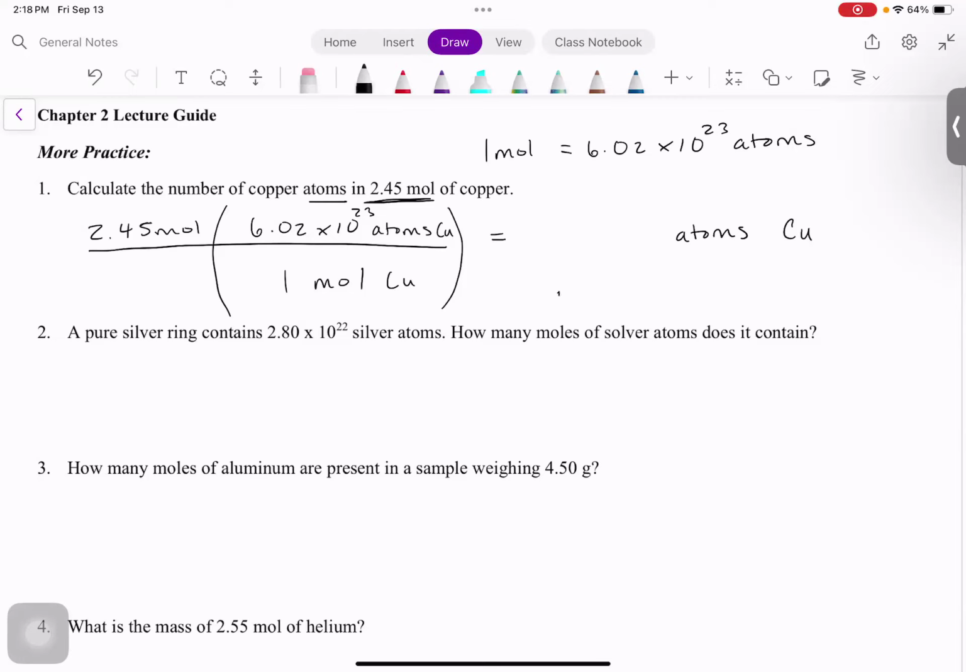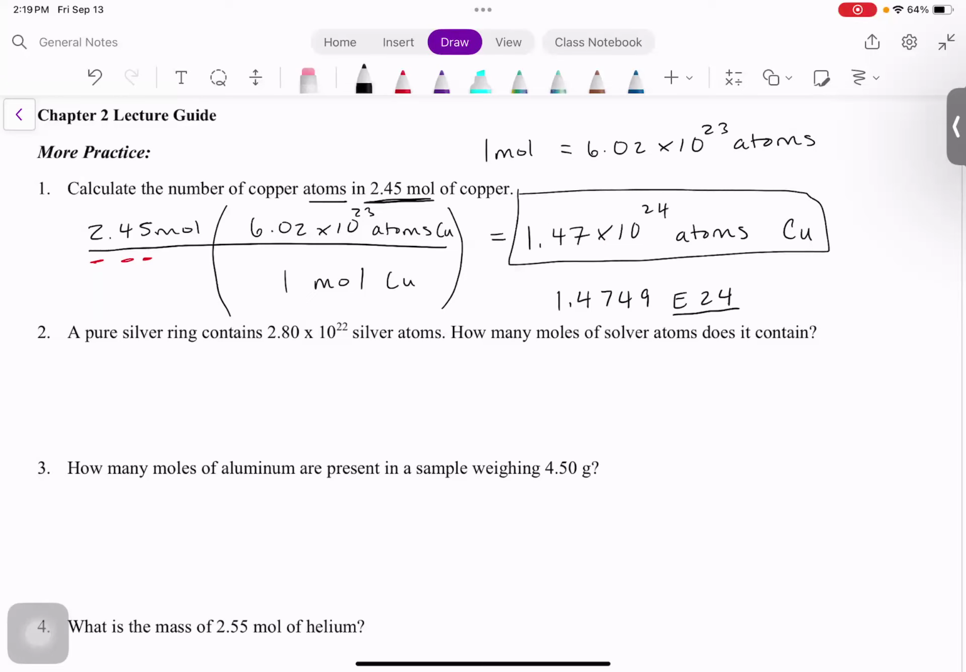So from my calculator, I get 1.4749 E24. That E24 meaning times 10 to the 24th. My given has 3 significant figures, 1, 2, 3. So I should round my answer also to 3. I'm going to report this as 1.47 times 10 to the 24th atoms of copper.